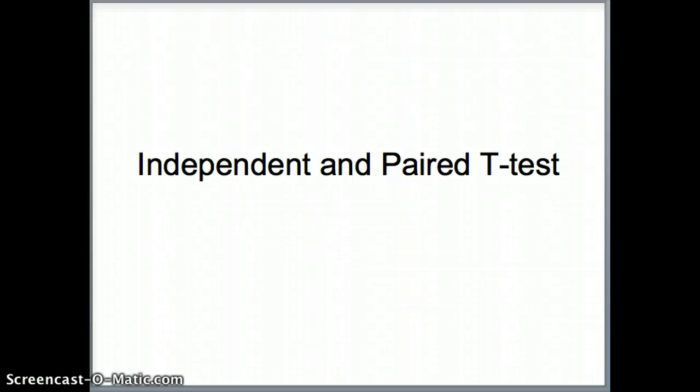In this mini lecture, we're going to cover independent and paired t-tests, additional inferential statistics that you might use to analyze the data in your project. Again, these statistics are very common, and an understanding of what they are and what they do will help you maybe understand the results section of some of the articles that you've been reading.